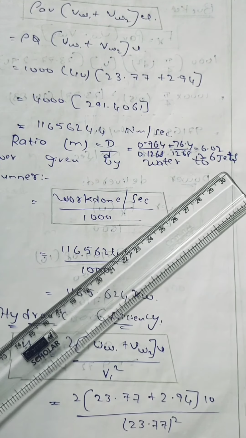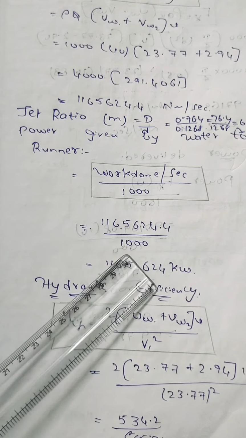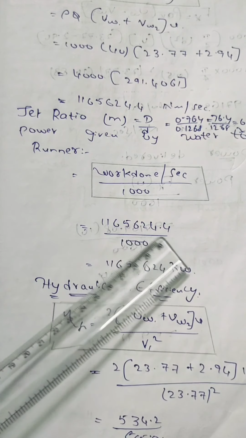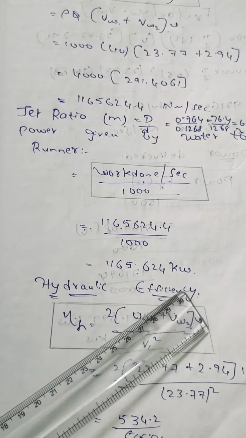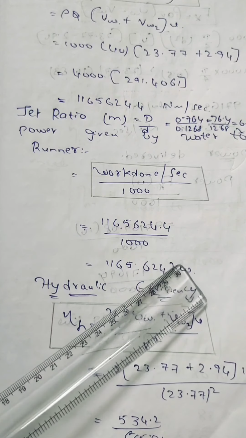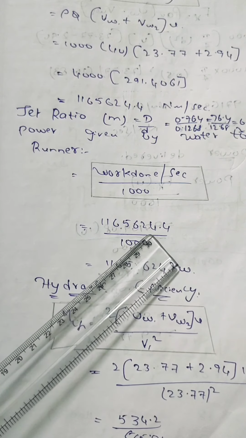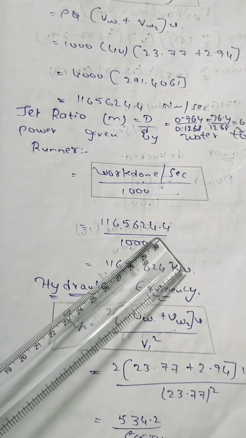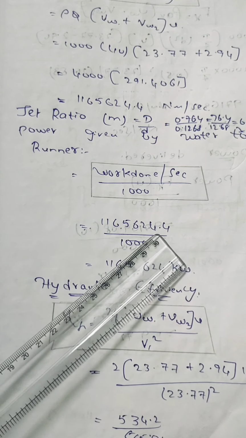Power given by water to the runner equals work done per second divided by 1000, which is 1165.624 divided by 1000, so 1165.624 kilowatts. As it is in kilograms, we have to divide by 1000.